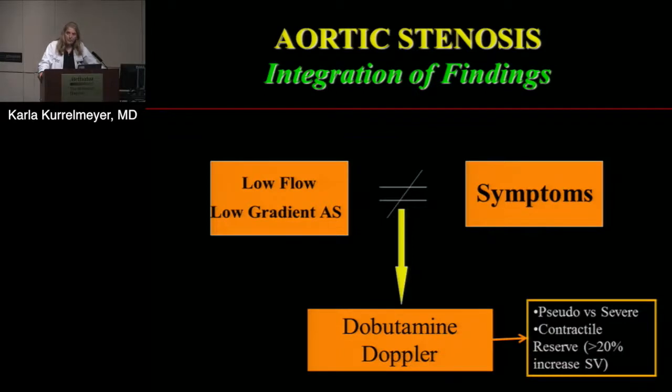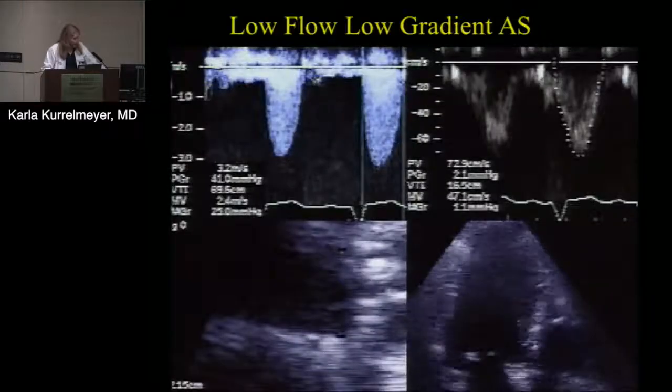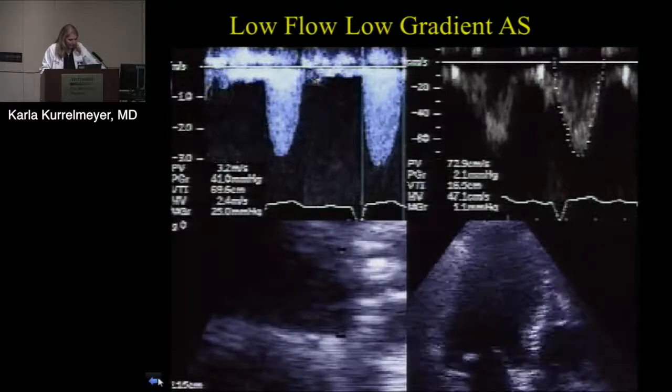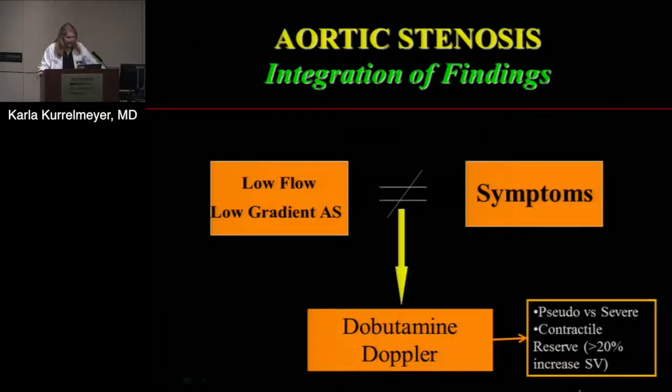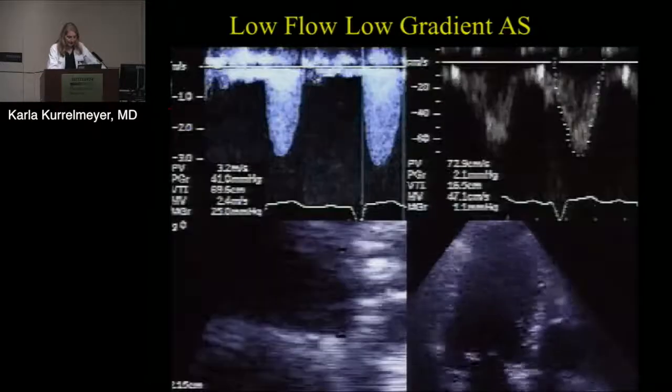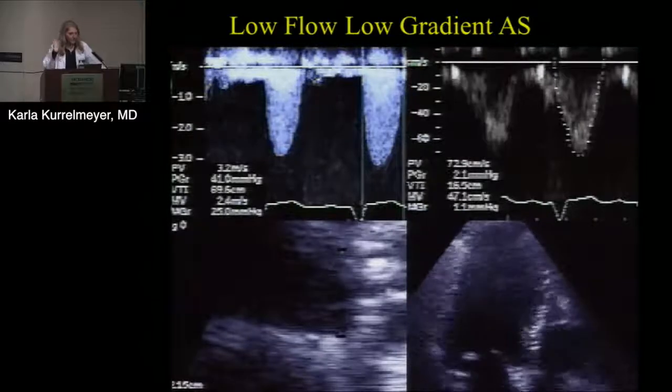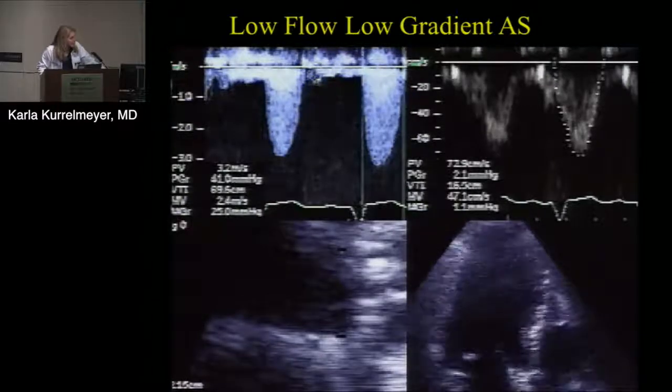You're also trying to determine the contractile reserve, because why is that important? Because that determines your prognosis in getting through a surgical AVR, not so much a TAVR, but a surgical AVR, and it also determines your prognosis after aortic valve replacement. And that is basically defined as an increase in your stroke volume by more than 20% when you go from baseline to peak dobutamine. So this is basically what a patient with low flow, low gradient AS looks like.